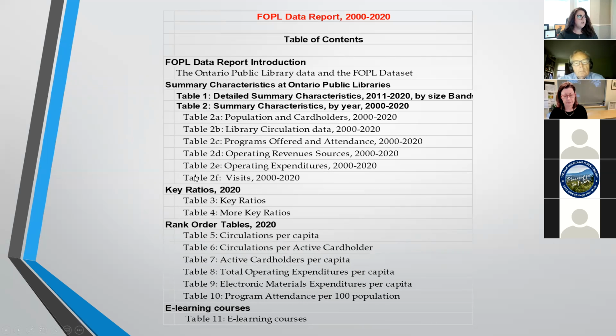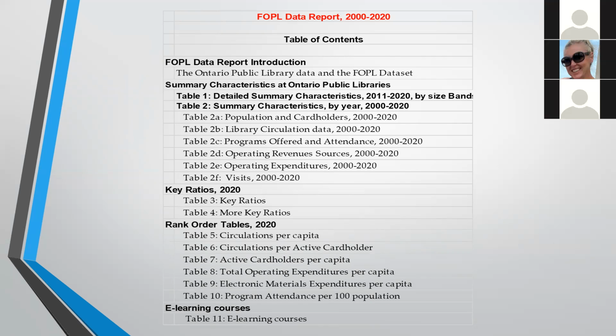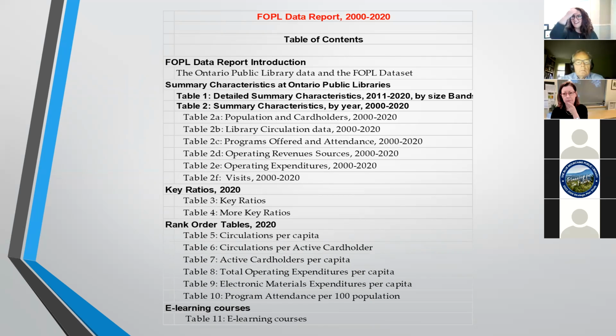So as you can see, we have our provincial data here, which focuses on population and cardholders and circulation statistics and program statistics. But then we also have our key ratios and our rank order tables here as well. So again, if you would like to make any suggestions, if you have any questions, that's wonderful. If not, that's okay too. We threw a lot of numbers at you, and that's okay. Feel free to email me or give me a call afterwards if something percolates later on.